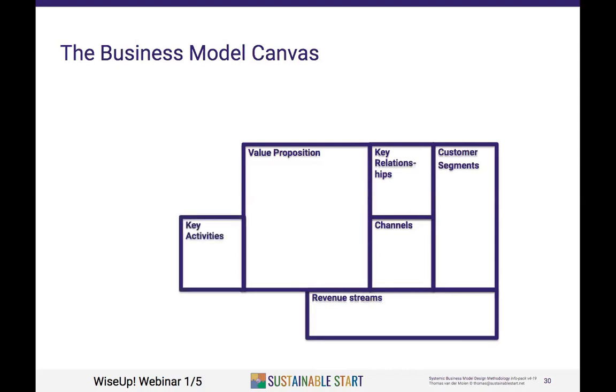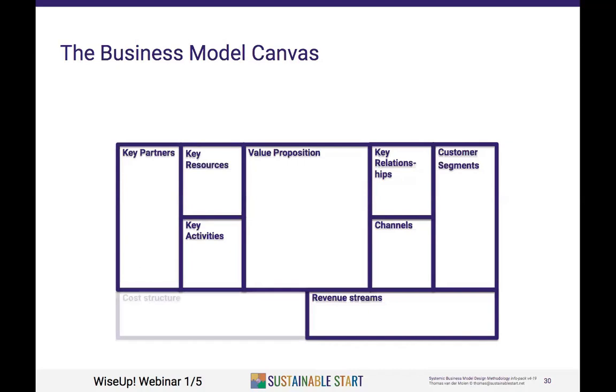On the left-hand side, we've got key activities that you need to perform in order to create your product or service, and the key resources that we need in order to do our activities. Also on the left-hand side, you find key partners that will help you either in parts of your activities, or as providers of your resources, and all of that together creates your cost structure.